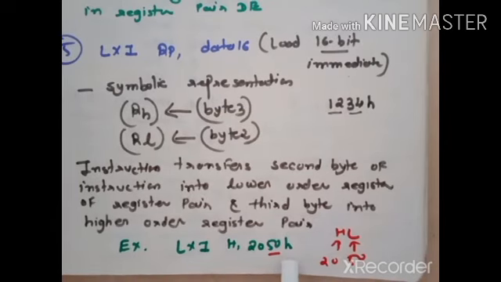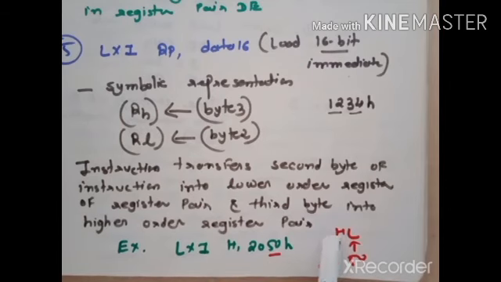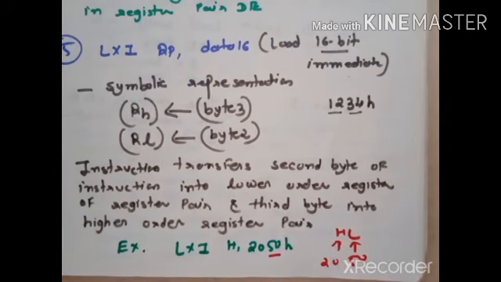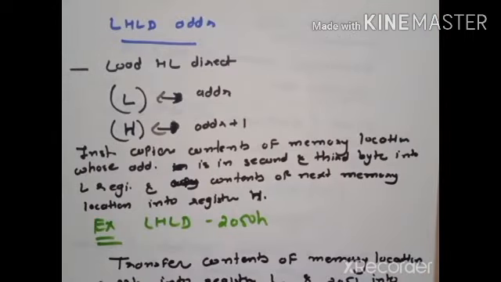So in this instruction, 50 is transferred to the L register, that means the lower data is transferred to the L register, and 20 is transferred to the H register, that means the higher data is transferred to the H register.